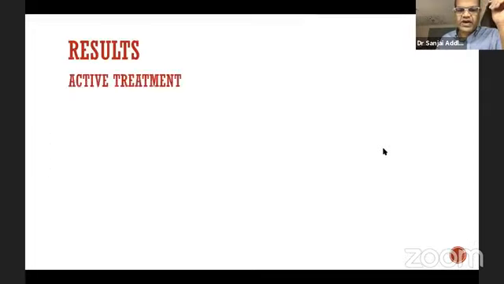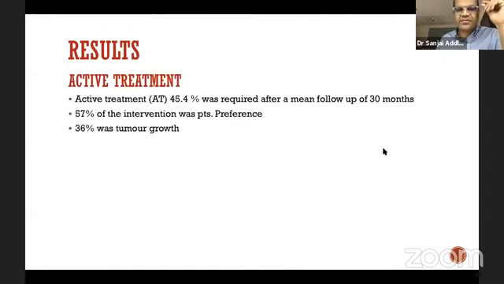Okay, when you look at the results, what were the patients who needed active treatment? Active treatment was given overall in the 30 months follow-up to 45% of the patients. However, 50% of these needed treatment mainly because the patient preferred, not because of any growth. So when you ask what percentage of the patients need active intervention because of tumor growth, it's only around a quarter of the patients.